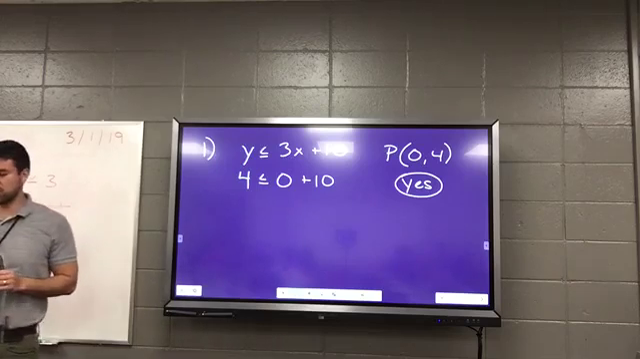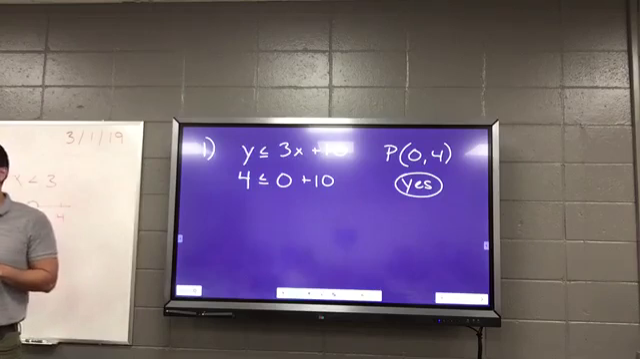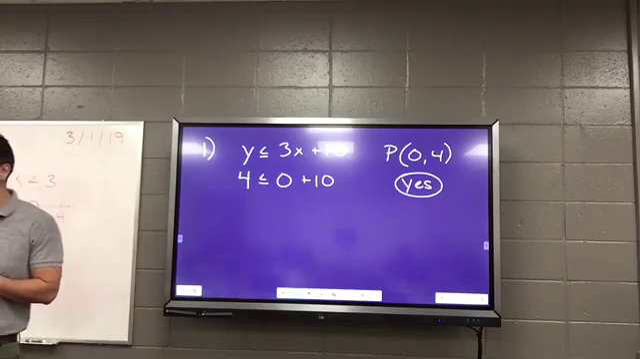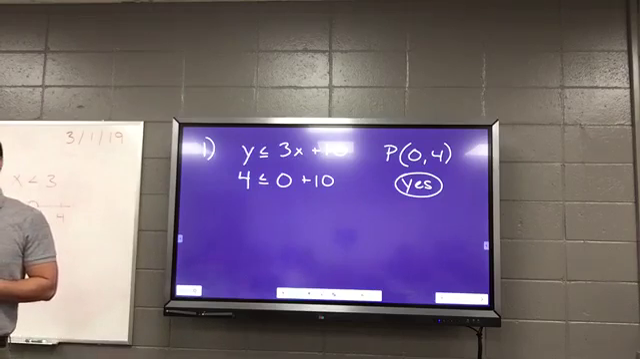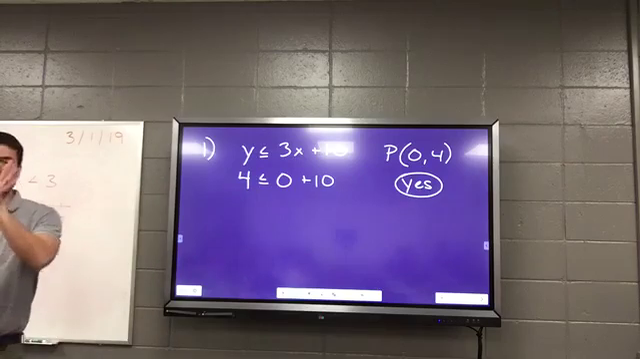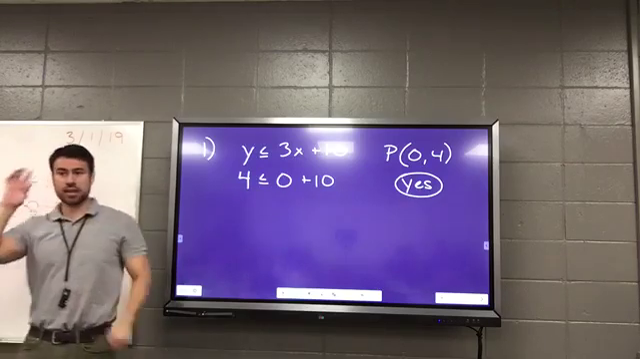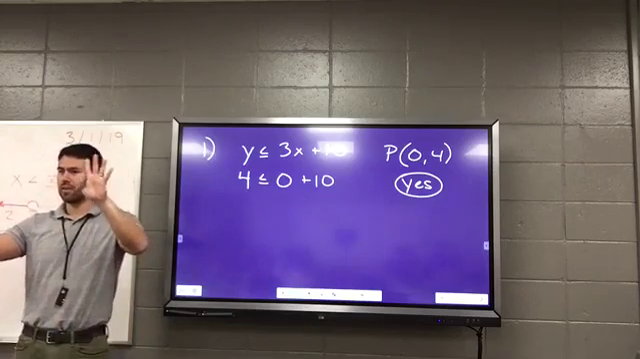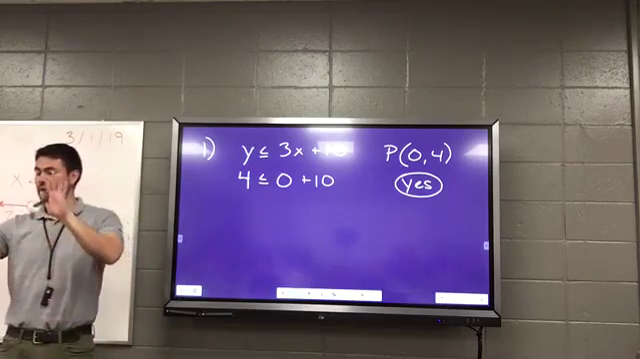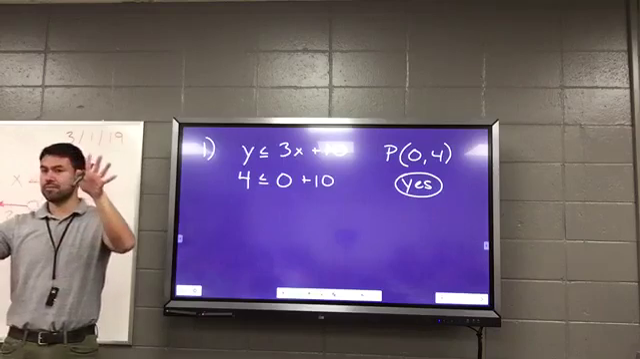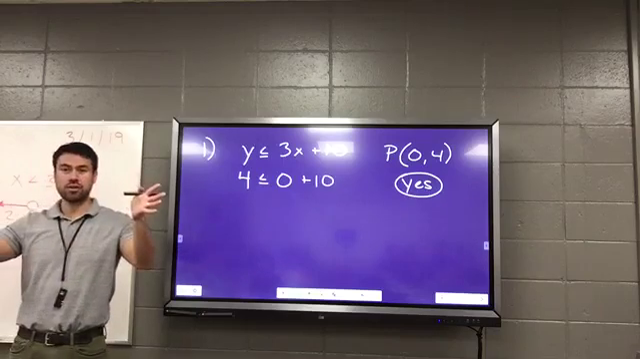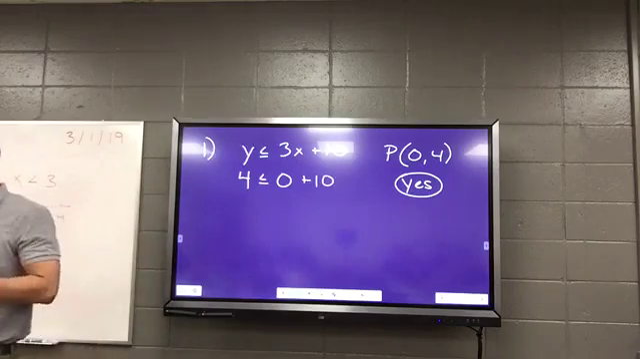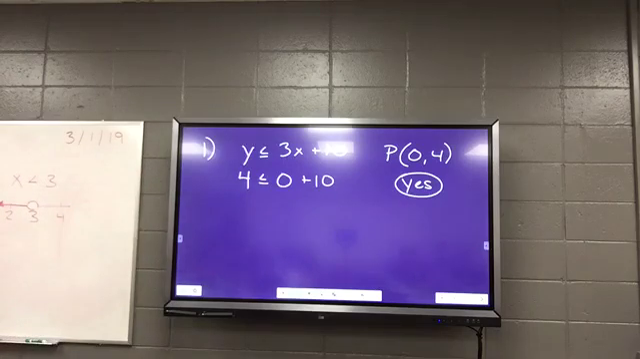Okay, on number 2, does the point -4, 0 work? Yes or no? No. What did you guys get on the two sides of the inequality? What is greater than or equal to what, or less than or equal to? What did you get? -4, greater than, -1. Is that true? No. So you put a no. That's the answer to number 2. That's one type of problem you're going to get.